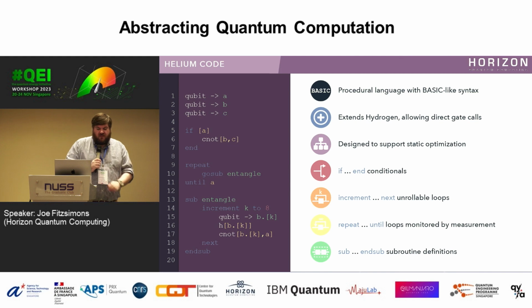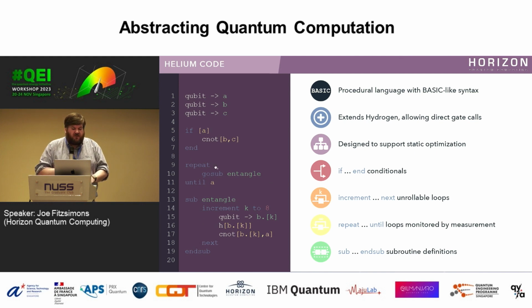The next thing I have down there is a repeat until loop, and this is our analog of a while loop. So it lets you do things that have indefinite runtime. This is going to keep calling the subroutine entangle, which is defined below, until a particular value is seen. That can be conditioned on a measurement value, for example.